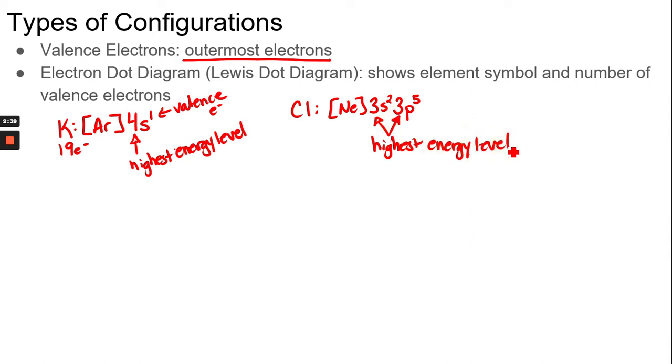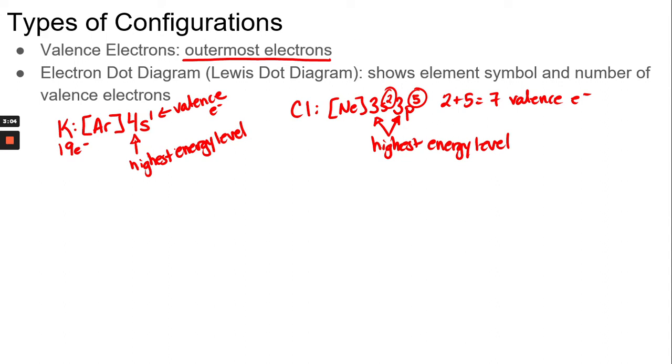And then we have to count how many valence electrons we have. We have 2 in the S and 5 in the P. So that's a total of 7 valence electrons. So really what you're looking at for valence electrons is the highest energy level and then the number of electrons in the S and P sublevels.